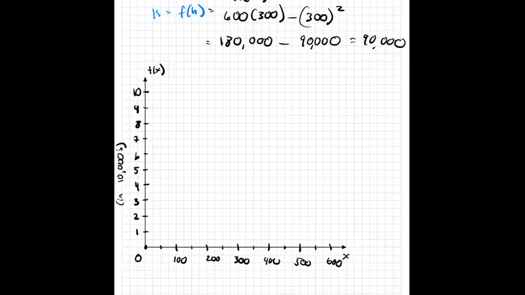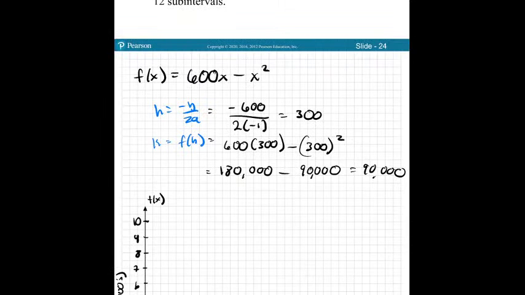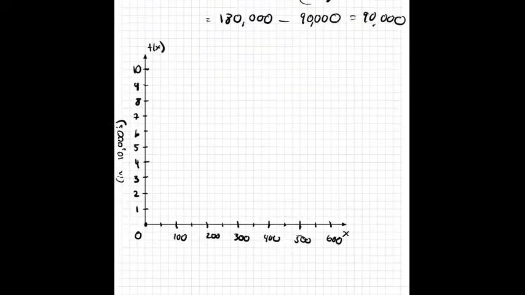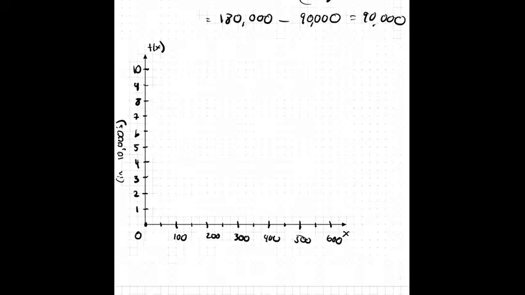So now we got the vertex occurred at 300, 90,000. So if we go over 300 and up to 90, let's do it like this. For some reason it's a little bit easier like this. So 300, 90 is here. Okay. We probably could plot a few more points to get a better graph.